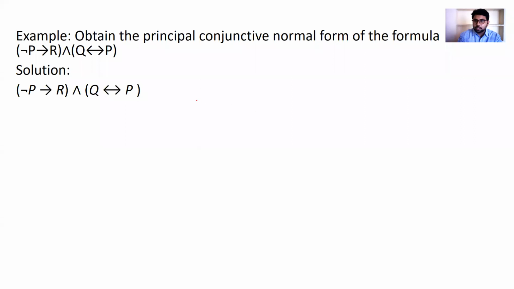Okay, obtain the principal conjunctive normal form for the given formula. So for this formula we are going to get the principal conjunctive normal form, that is a product of sums. Okay, so see this formula. First of all you need to convert this formula into the terms, that is AND, OR, negation.